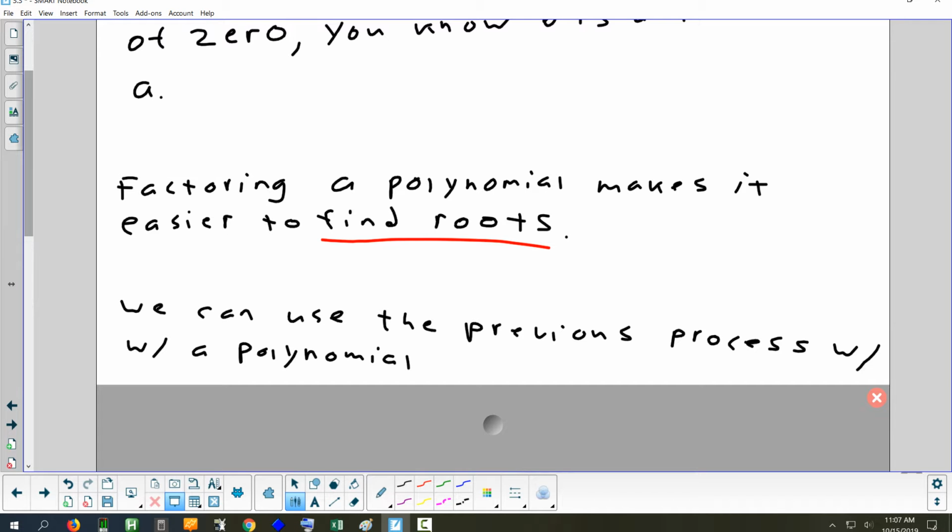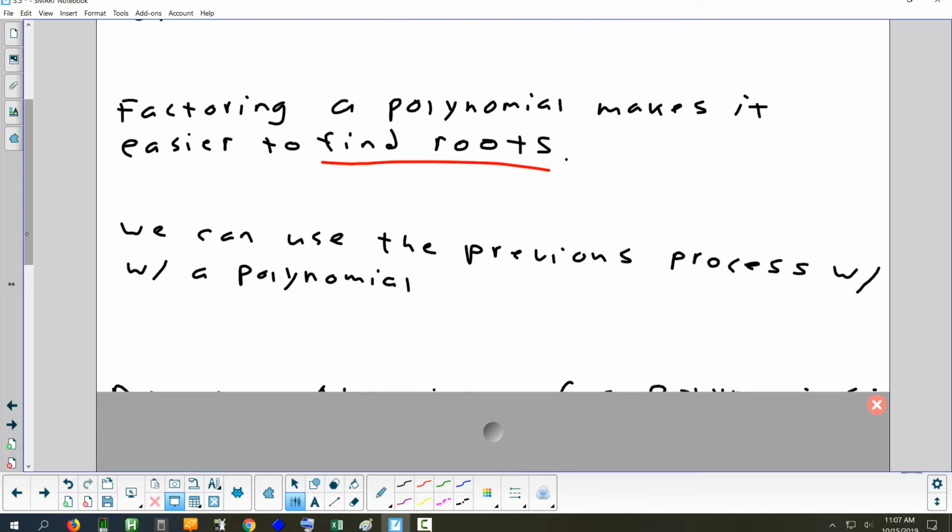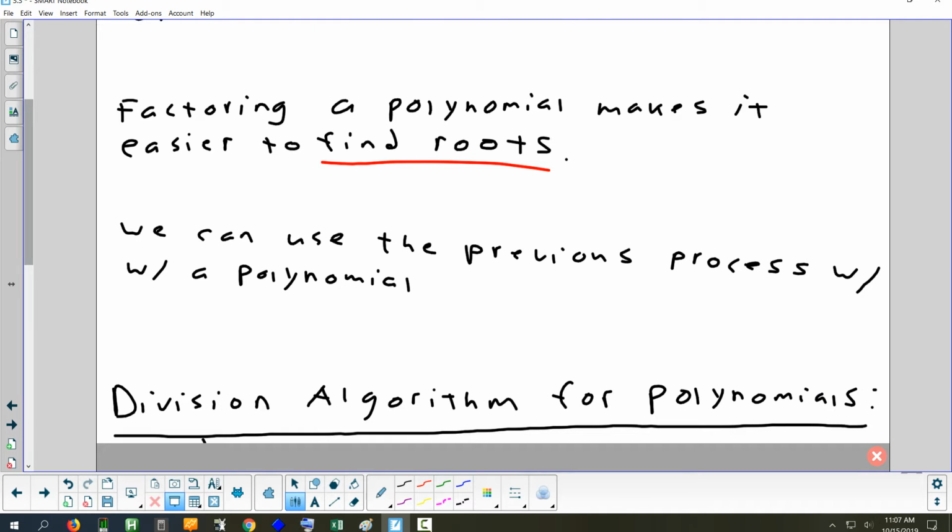So that process that I just showed you guys with the number 12, I told you a factor, we use division to get the other one. We can do the same thing with polynomials. And what I'll do is I'm going to give you guys the process for dividing polynomials. It's not as easy as just 12 divided by 3. It's a little bit more involved. But I'll show you how to do it.